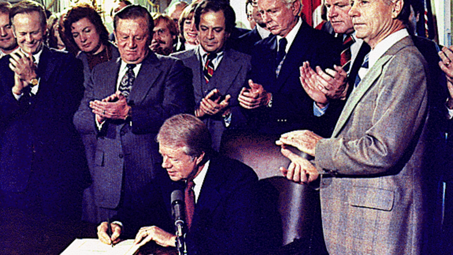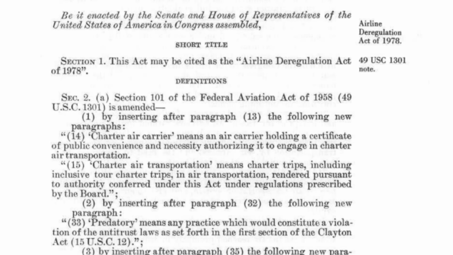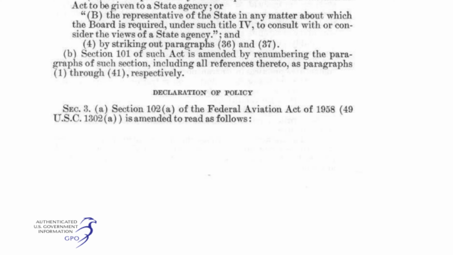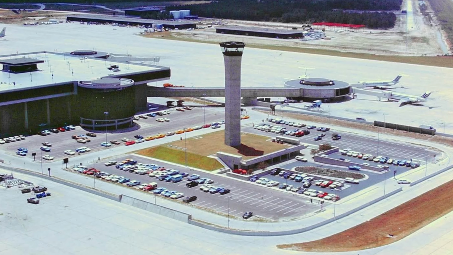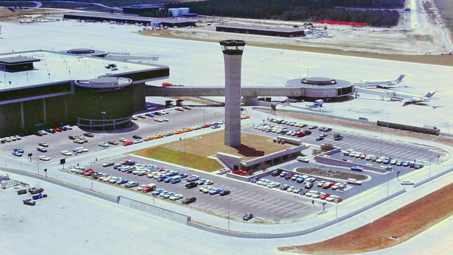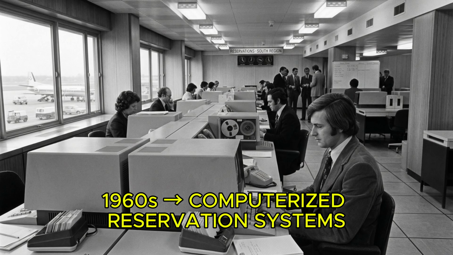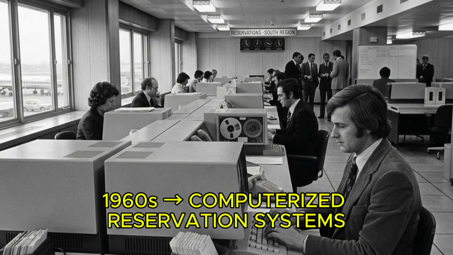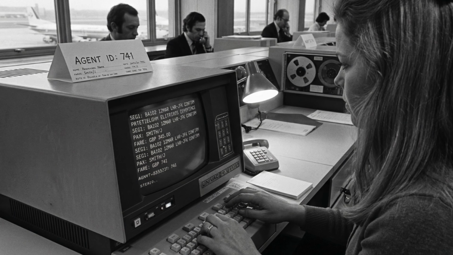This system has a specific origin. After U.S. airline deregulation in 1978, carriers could no longer rely on government-controlled fare structures. They had to compete freely, and that meant managing seat inventory with far more precision than before. Computerized reservation systems, including tools the industry had been developing since the 1960s, made dynamic pricing possible at scale.